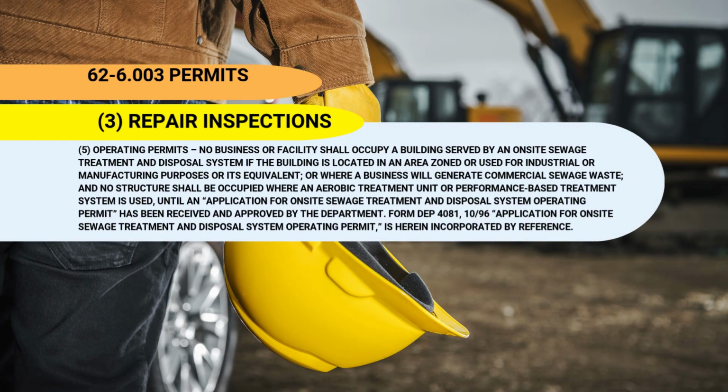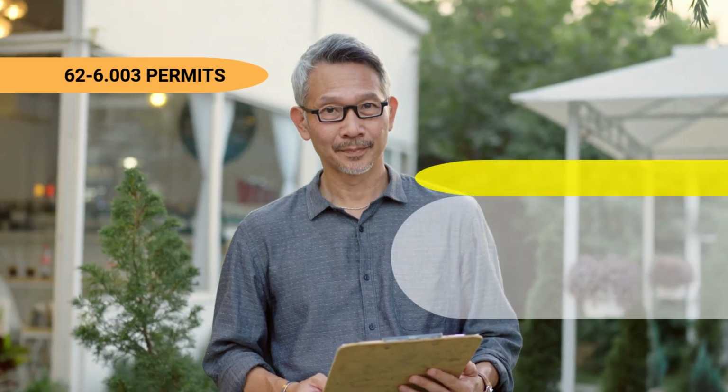5. Operating permits. No business or facility shall occupy a building served by an on-site sewage treatment and disposal system if the building is located in an area zoned or used for industrial or manufacturing purposes or its equivalent, or where a business will generate commercial sewage waste, and no structure shall be occupied where an aerobic treatment unit or performance-based treatment system is used, until an application for on-site sewage treatment and disposal system operating permit has been received and approved by the department. Form DEP 4081, 1096, Application for On-Site Sewage Treatment and Disposal System Operating Permit, is herein incorporated by reference.